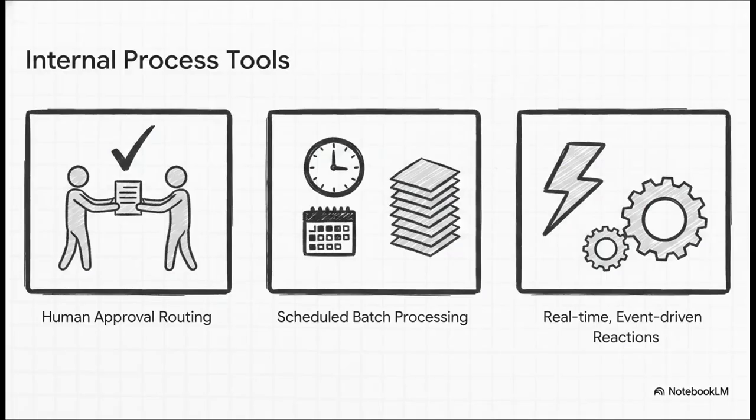So the crucial point here is to leverage the right native tools for internal processes. Use Fusion's native BPM for human approval routing. Why? Because it maintains full integration with Fusion's audit trails and security models, something you instantly lose the second you extract data to an external custom app.